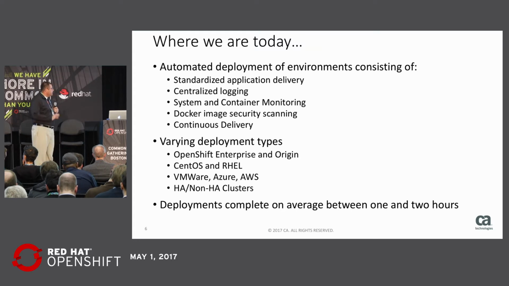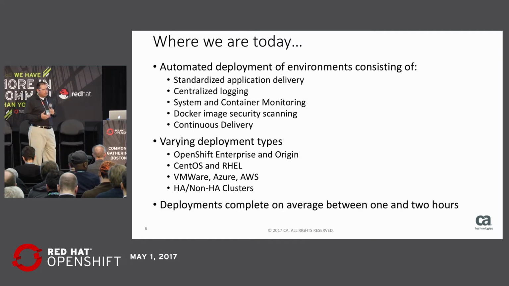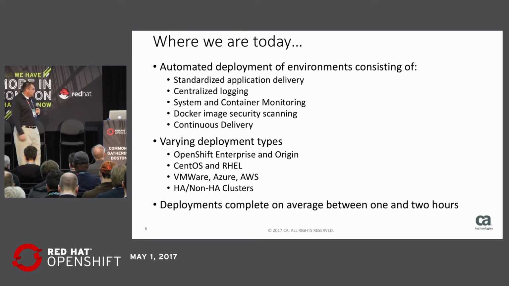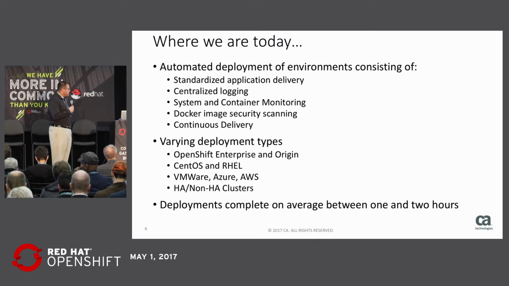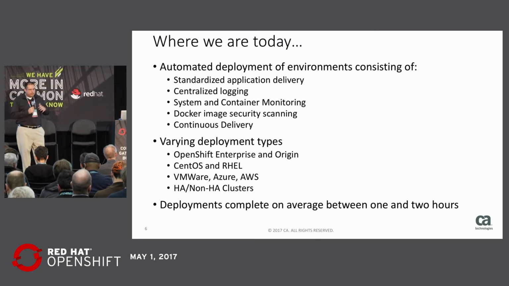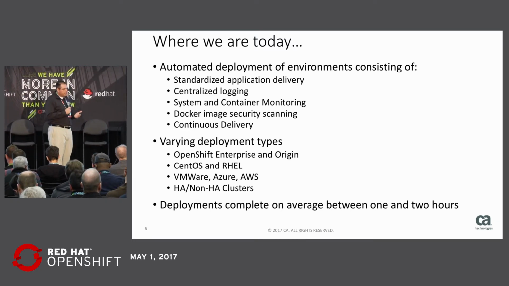Our automation is flexible enough to deploy OpenShift Enterprise and Origin, CentOS, RHEL, like I mentioned earlier, multiple infrastructure as a service providers, and also vary the type of environment that we deploy, HA, non-HA, the size of the cluster, all those things are configurable.